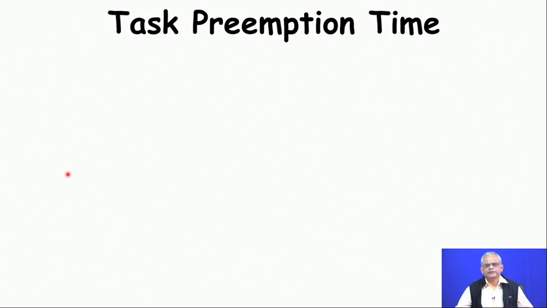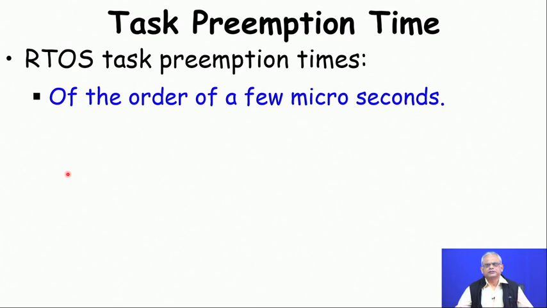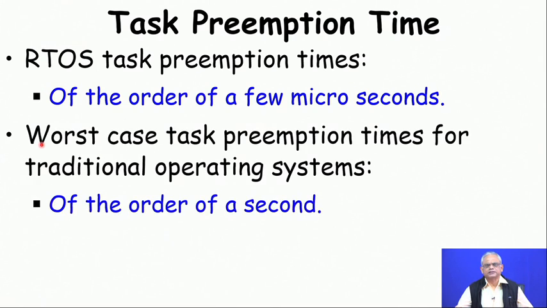The task preemption time needs to be low and bounded. When a high priority task becomes ready, the low priority task must be context switched and the high priority task must run, and that should be of the order of few microseconds, because the task deadline is hundreds of microseconds. So, if the task preemption time is hundreds of microseconds or a second or several milliseconds, then it is likely that the hard real time tasks will miss their deadline.